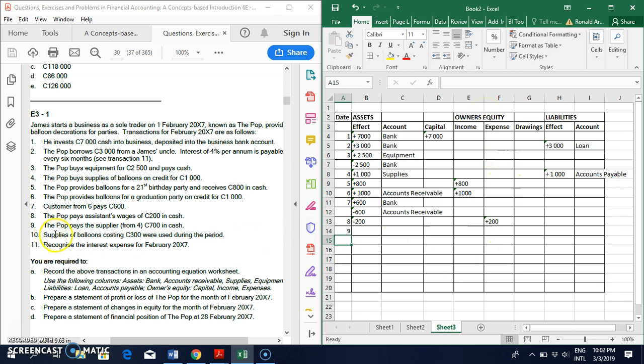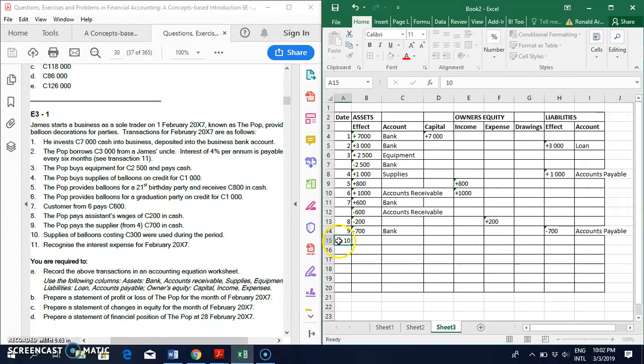Transaction number 9. The Pop pays the supplier from transaction 4, 700 Rand. We're making a payment. So our bank is decreasing with 700. Who are we paying? From number 4, we bought balloons on credit. So we're paying our supplier. So do we still owe him the 1,000 Rand? No, we owe him less. So we decrease his account by 700, minus 700, and that will be accounts payable.